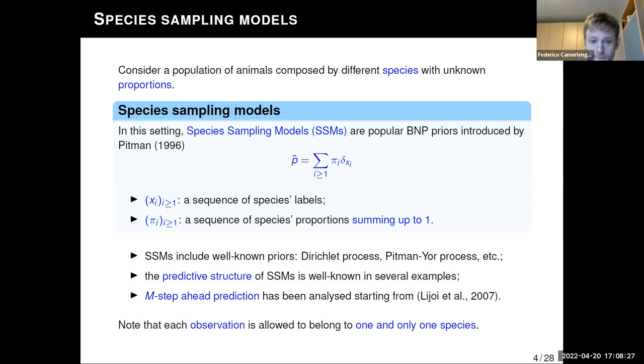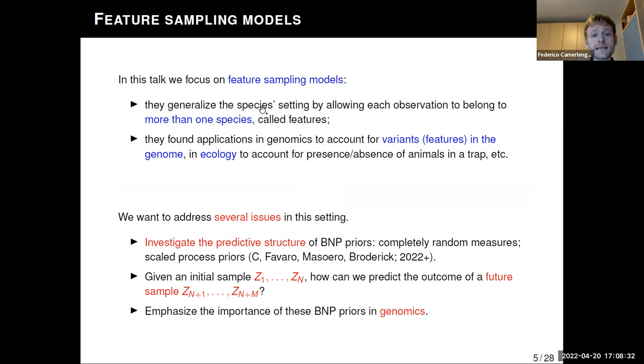In the present talk, I will focus on feature sampling models, and feature sampling models generalize the species setting. Indeed, in the feature setting, each observation is allowed to belong to more than one species, which are now called features.